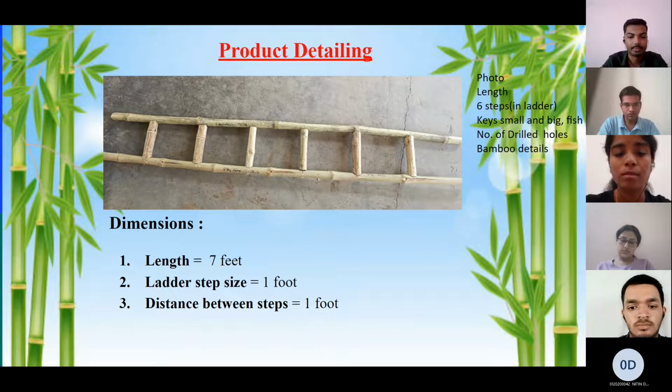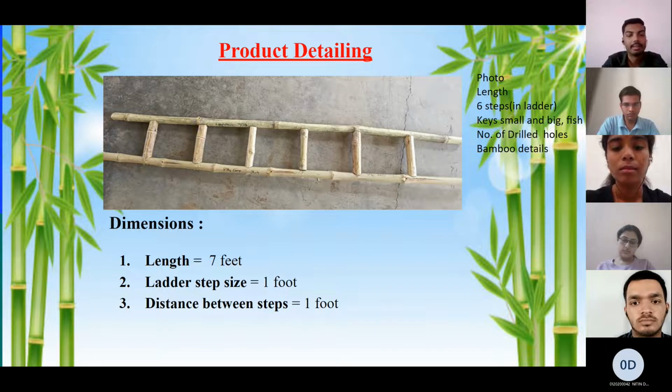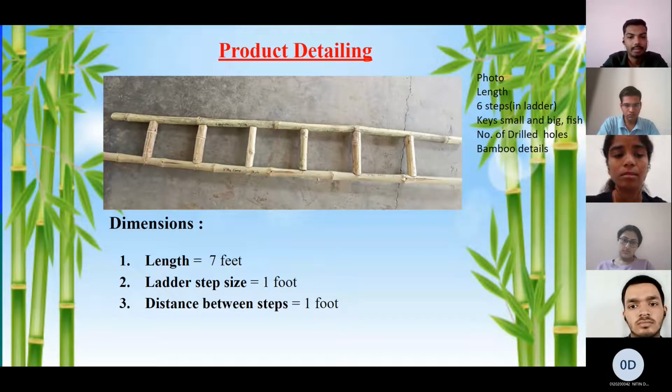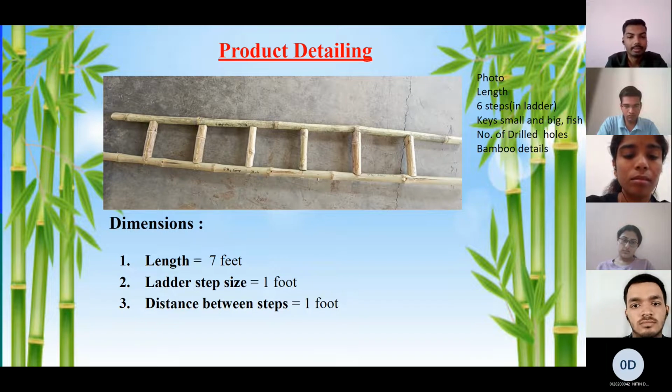The final product we have made using the bamboo uses two 7 feet bamboos and six 1 foot ladder steps inside it, by using different keys and a jack machine also. Here I have made the dimensions. The length is 7 feet actual length, but during cutting and this process it reduces to around 6.5 feet. And the ladder step size is exactly 1 foot.